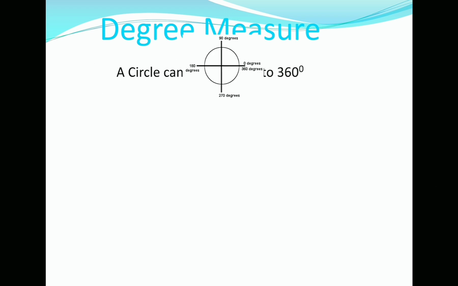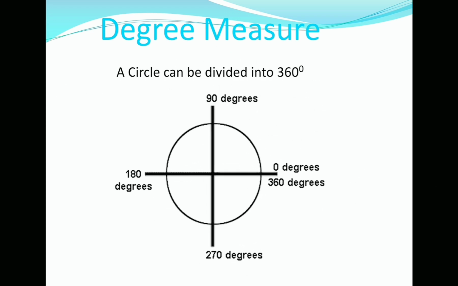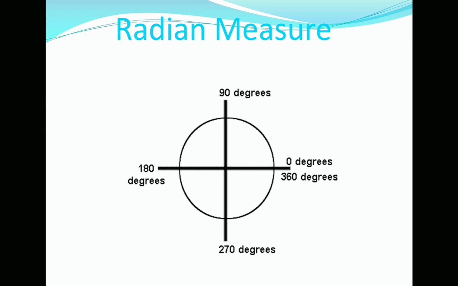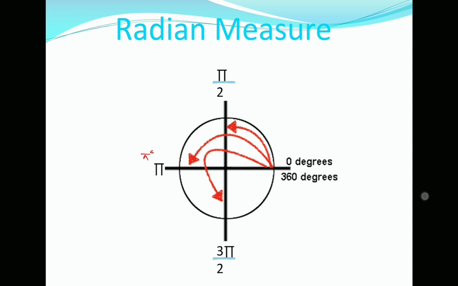Now, degree measure. A circle can be divided into 360 degrees: 0 degree, 90 degree, 180 degree, 270 and 360. And another one is radian measure. 180 degrees is called pi radians. So by using this fact we can say, if 180 degree is pi radians, then 90 degree is pi by 2. Similarly, 270 degree is 3 pi by 2, and 360 degrees is 2 pi.